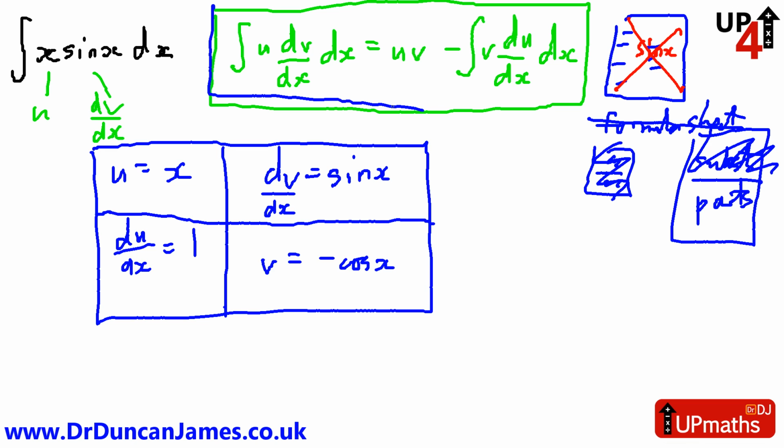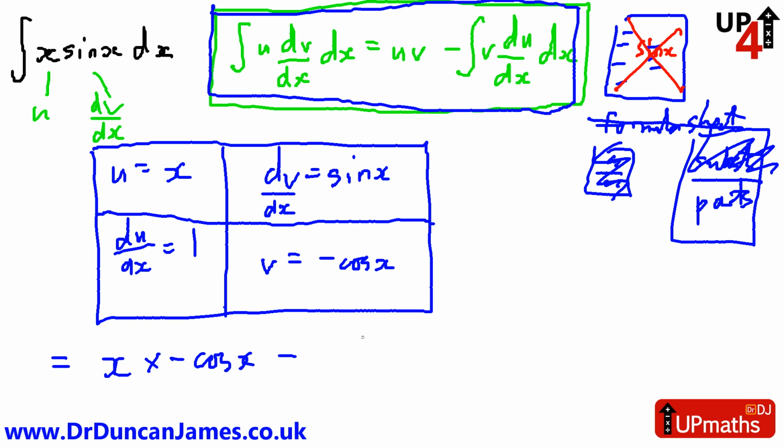This formula here. I'm not going to go through this too carefully. Just keep pausing if you need to look where everything comes from. The u is x. The v is minus cos x. Then I put a minus sign. Then I put an integral. The v is minus cos x. The du dx is 1. And then I write dx. Horribly running out of room, so let's go on to the next page.